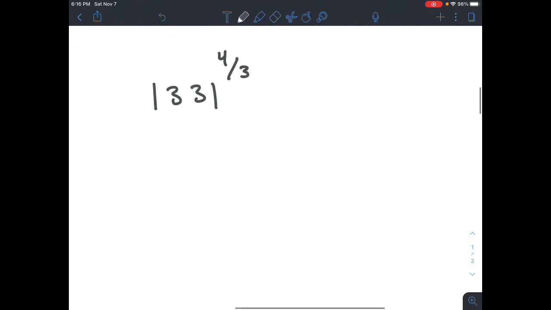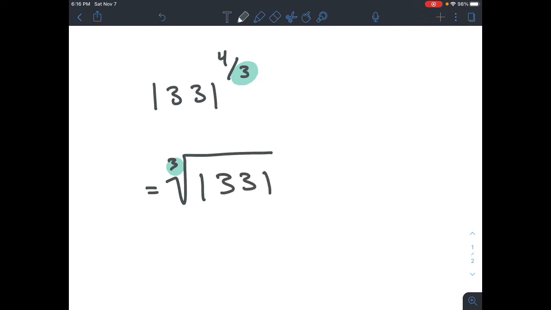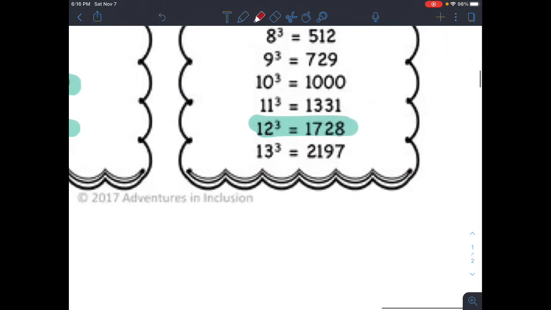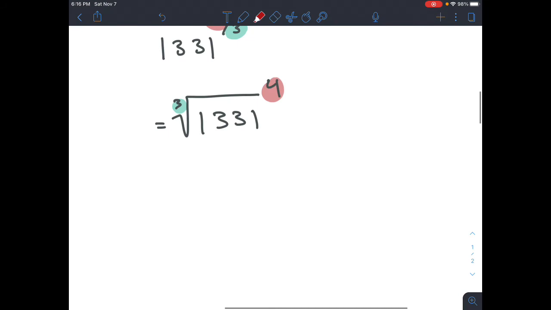Last one, you have 1,331 raised to the 4/3. And that seems daunting, but this means we have the third root of 1,331. Then we're going to raise it to the 4th power. So I look up the cube root of 1,331, here it is. The cube root of it would be 11. So I have 11 raised to the fourth power.